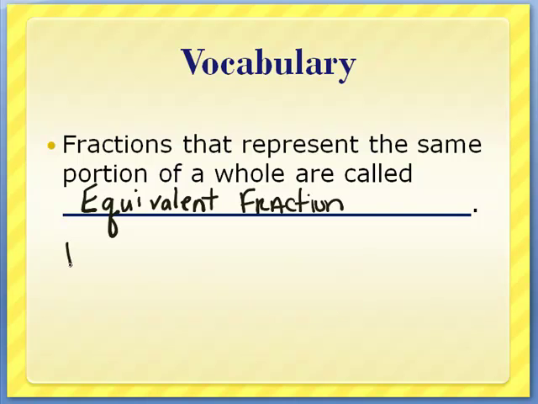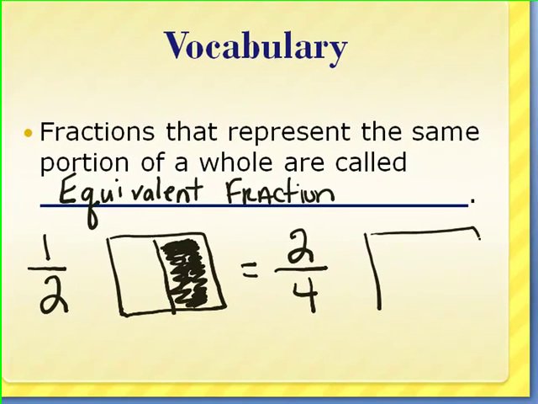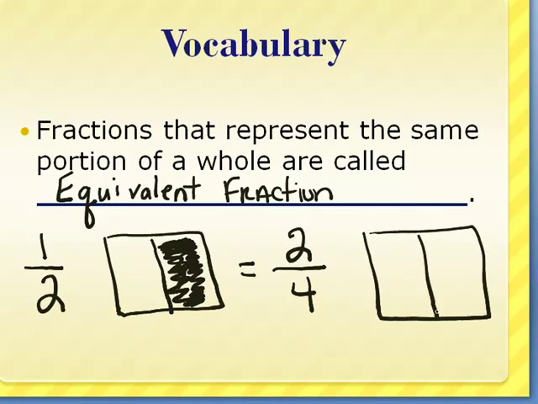For example, 1/2. We have a diagram, a box where we are splitting this box in half, and we're going to shade one part of this box because fractions are parts out of a whole. Now 1/2 is equivalent to 2/4. Well, we're going to divide this box into 4 equal parts and shade 2 parts out of the 4.